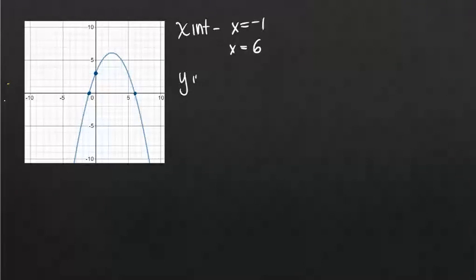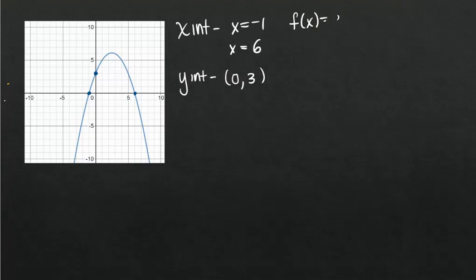And your y-intercept is where your graph crosses your y-axis. And I'm going to write this as a point. And so on our y-axis, all of the x values are 0, and the y value is 3. And so I'm going to use this equation to be able to write the equation for this graph.